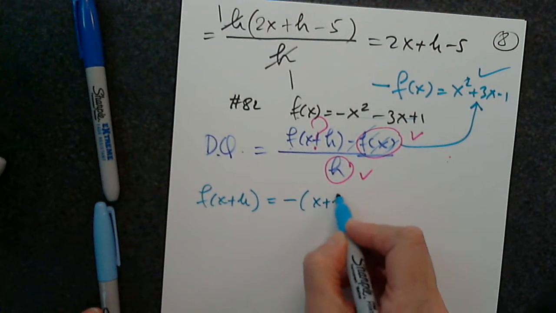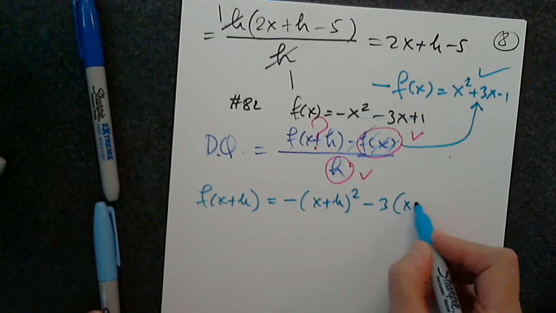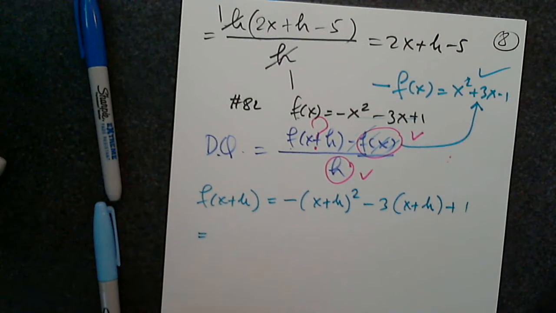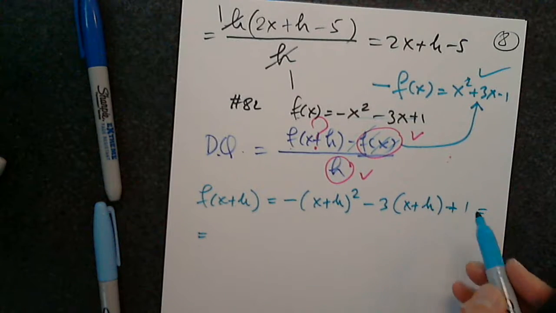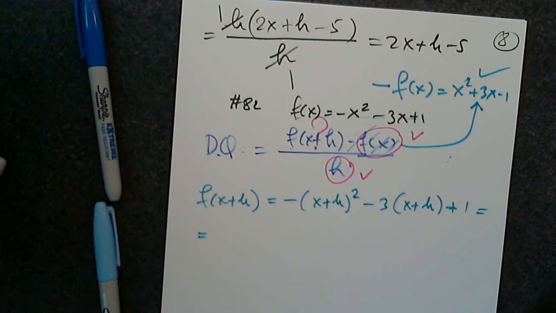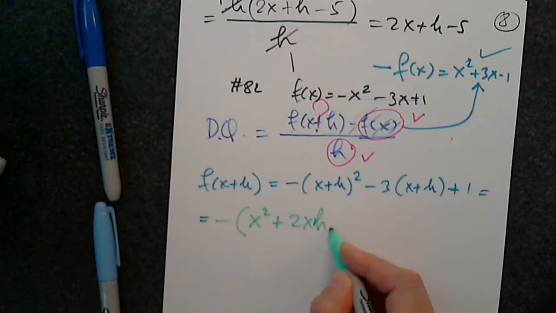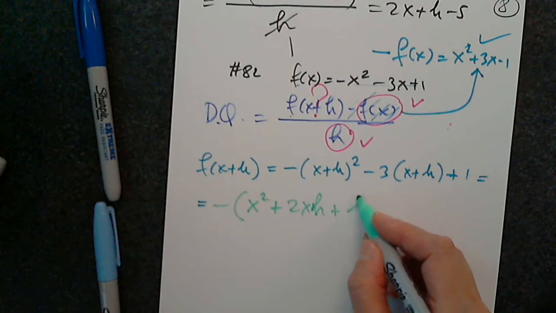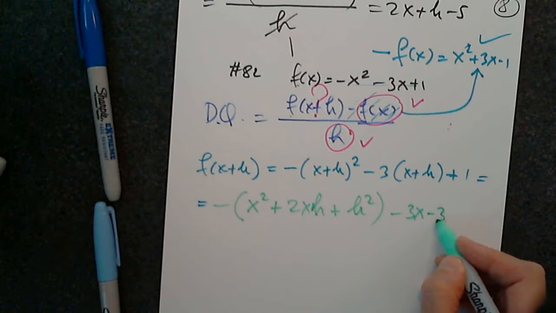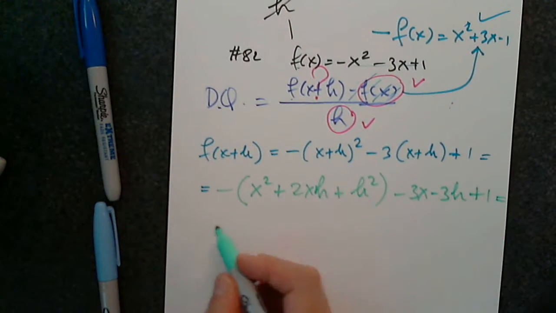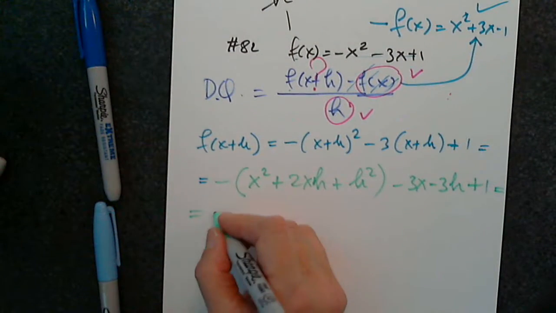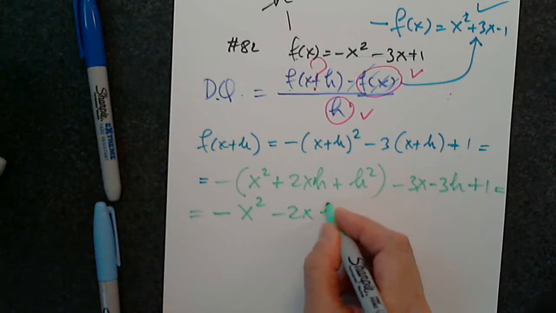So negative (x plus h) squared, I agree, minus 3(x plus h) and plus 1. So then, what will be the next step, please? Negative x squared plus 2x, good, plus h squared, good, minus negative. Very good. And now we have to distribute the negative sign, or negative 1, whatever you want to say, it's the same thing.